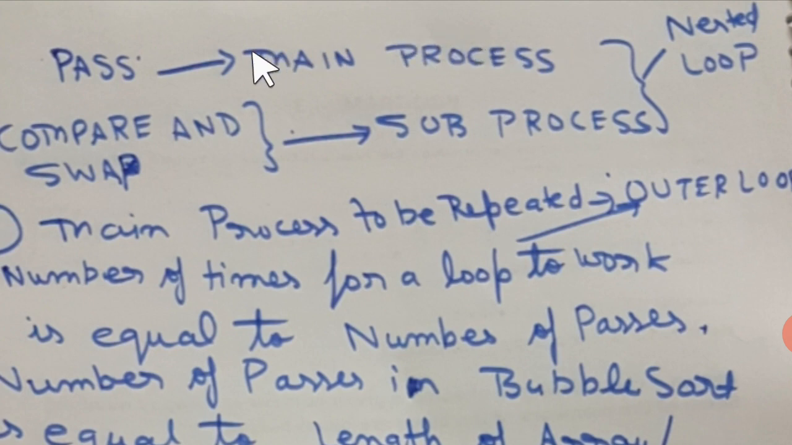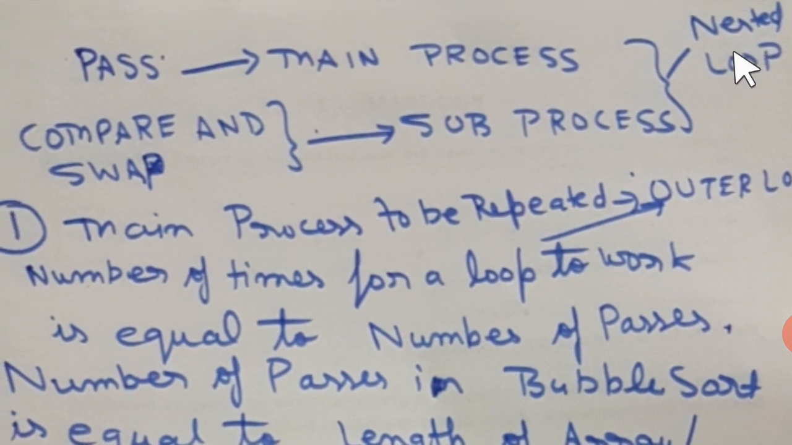Why? Because the main process is for scanning the entire array, and compare and swap, which you have already seen in the example, is performed again and again. Whatever is repeated, for that we use a nested loop. This process is within the process of pass. So automatically, what do we use in bubble sort? Nested loop. If you have any confusion regarding arrays or nested loops, please do watch my previous videos. All the concepts will be clear to you.